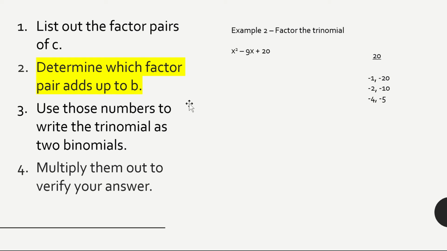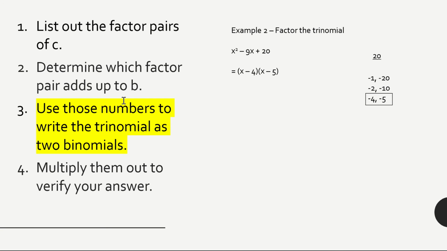So the factor pair that adds up to -9 is going to be -4 and -5. So we're going to circle those. Okay, that's going to be the pair that we need. And then we're going to move on to step 3, which is to use those numbers to write the trinomial as two binomials. So our numbers are -4 and -5. So we're going to write it like this: x minus 4 times x minus 5. Okay, so that's going to be the factored answer.